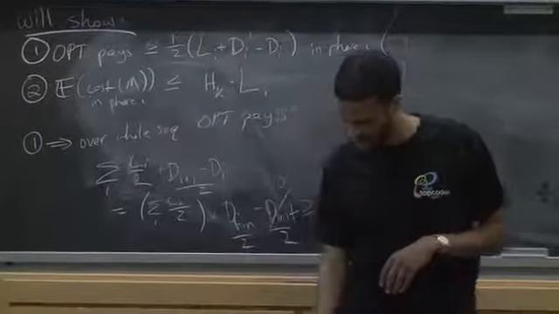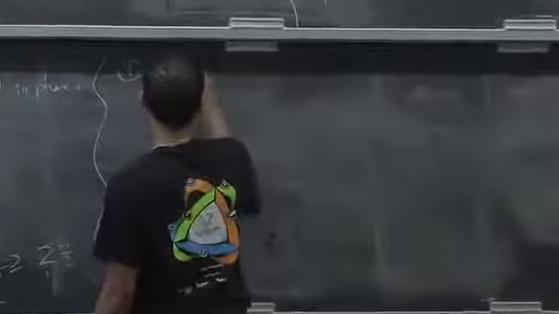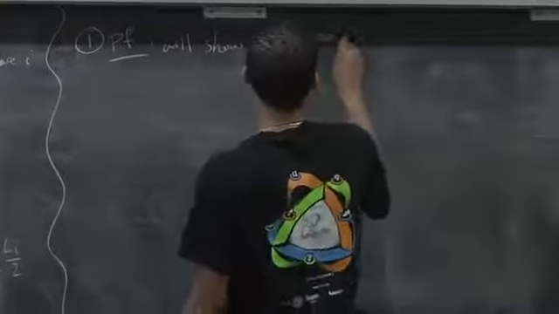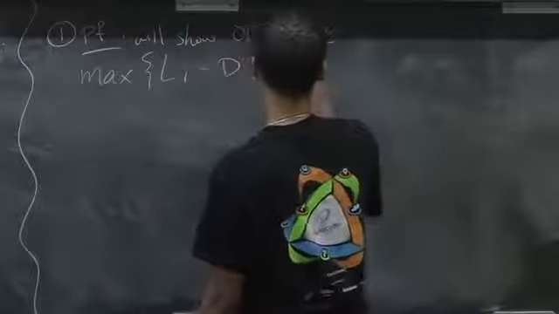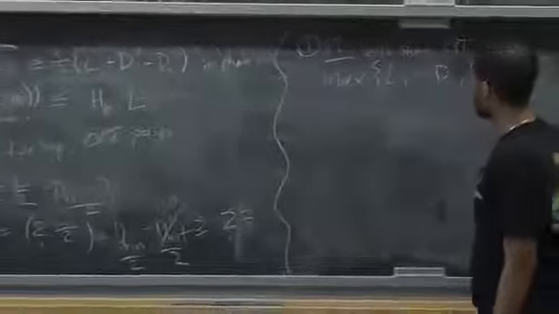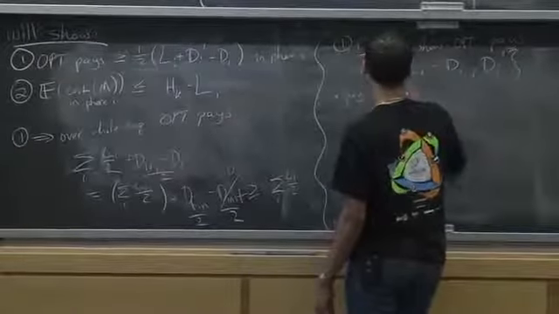Okay, so the proof of one will show that opt pays actually the max of Li minus Di and Di prime. Okay, and the max is certainly at least the average. That's where we lose the factor of 2. Okay, so why does it pay at least Li minus Di?